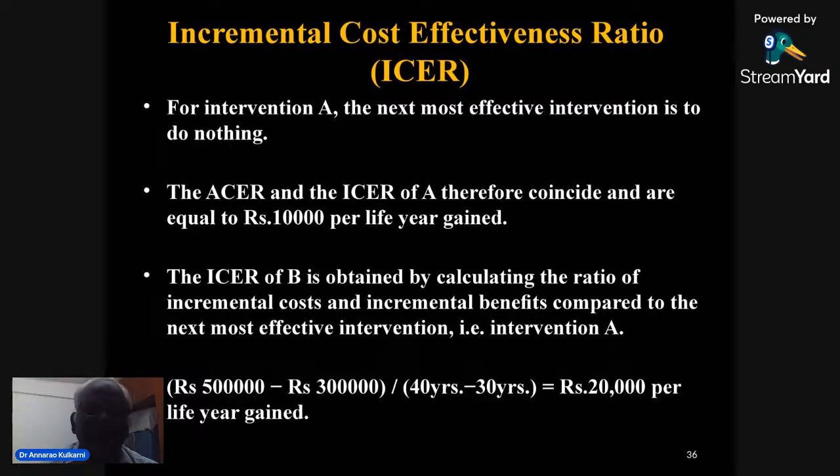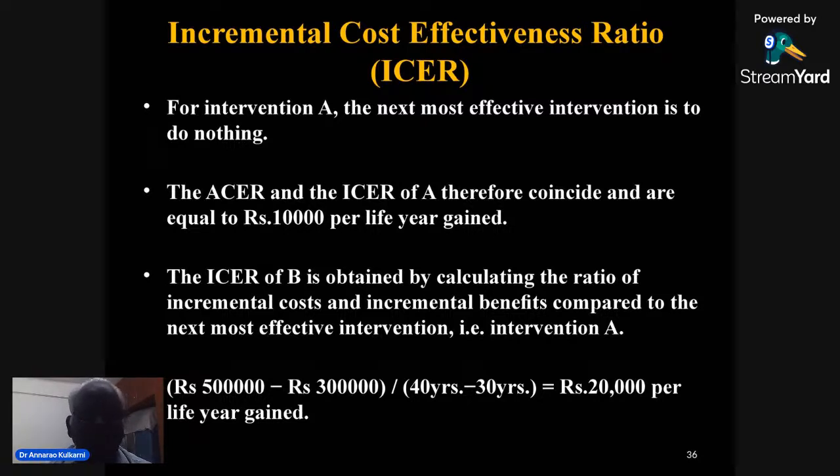The average cost effectiveness ratio and the incremental cost effectiveness ratio of A therefore coincide and are equal to 10,000 rupees per life year gain. The incremental cost effectiveness ratio of B is obtained by calculating the ratio of incremental costs and incremental benefits compared to the next most effective intervention, that is intervention A.